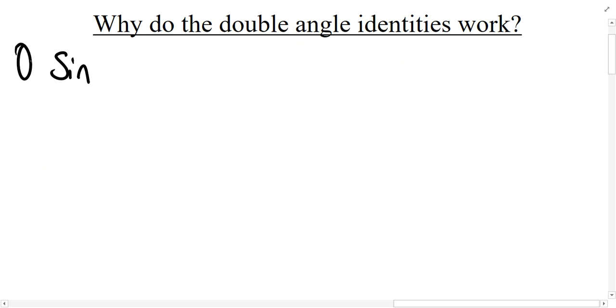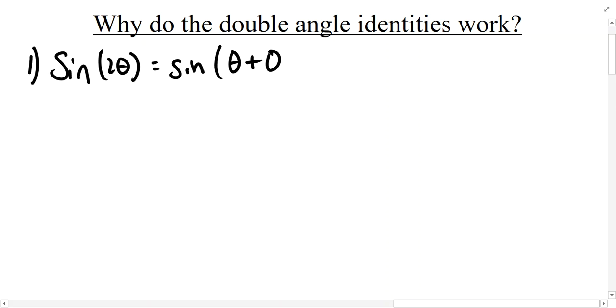So let's start with this sine double angle identity. We're saying that sine of 2 theta, sine of 2 times some angle measure, well, another way we can write that is sine of theta plus theta, because, of course, sine of 2 theta is the same as sine of theta plus theta. And now this looks like a sum identity for sine. We just talked about those at the end of last week. So here we can use our sum identity rule.